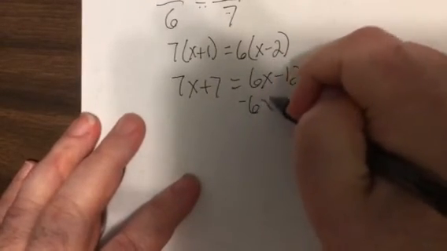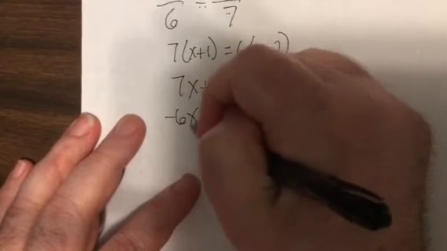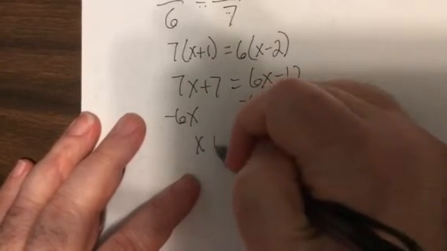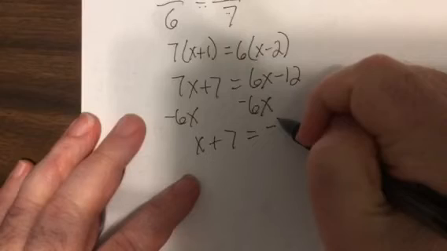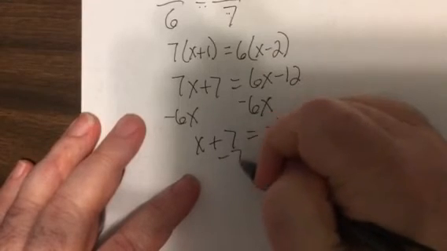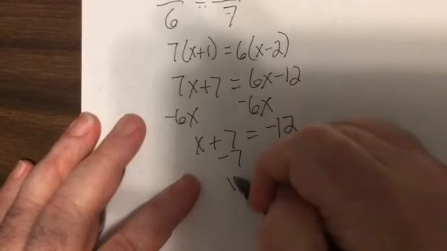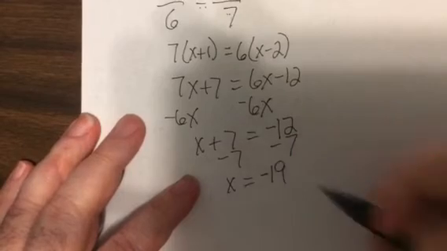So subtract 6x. That'd be x plus 7 equals minus 12. Subtract 7. x equals minus 19.